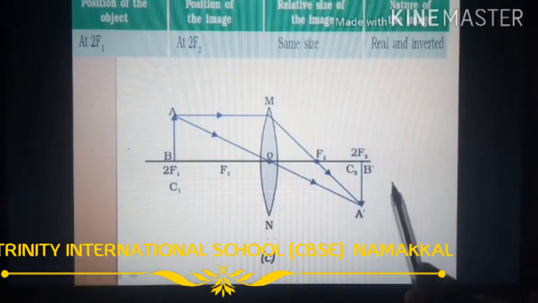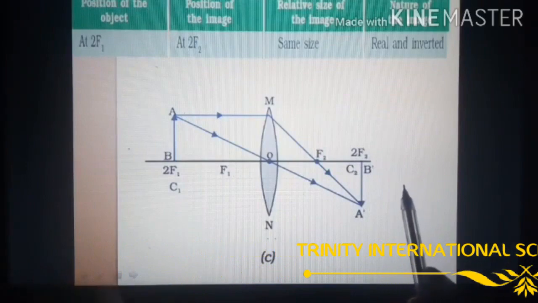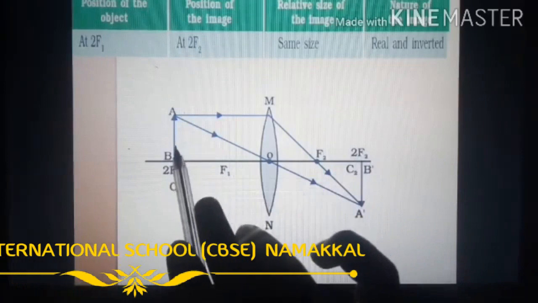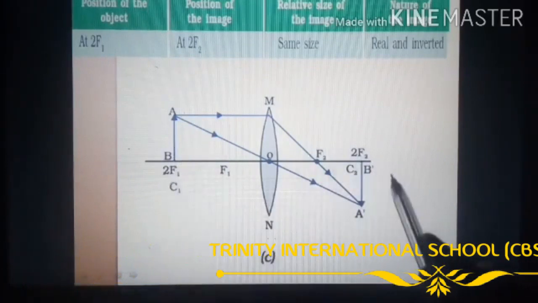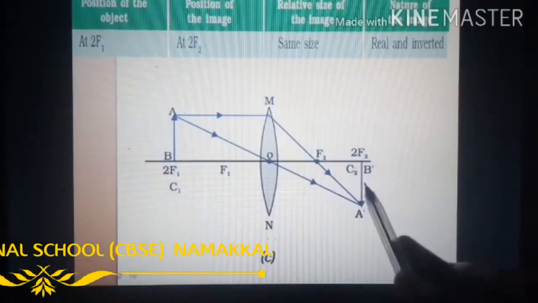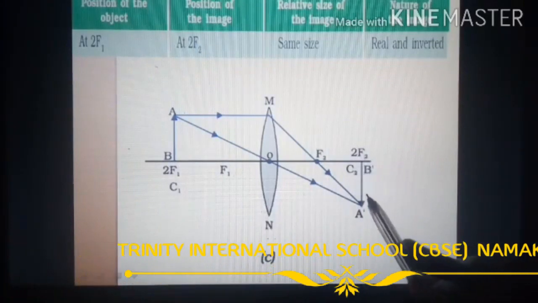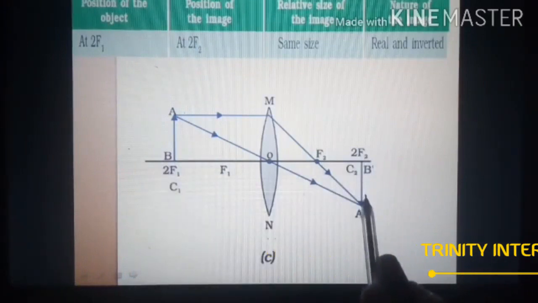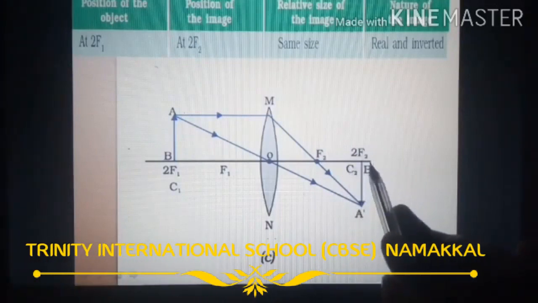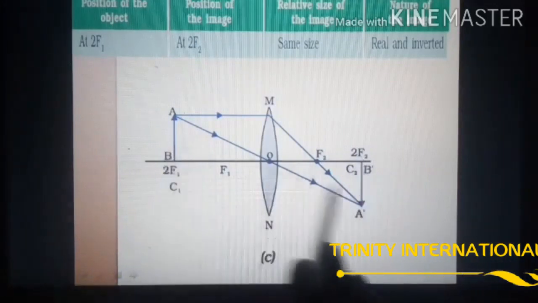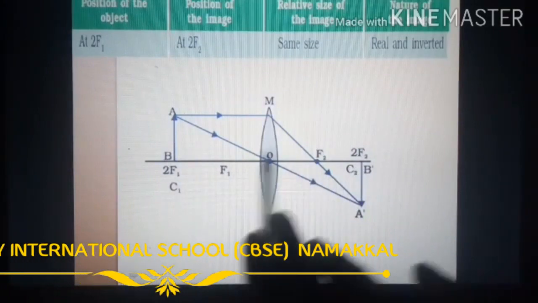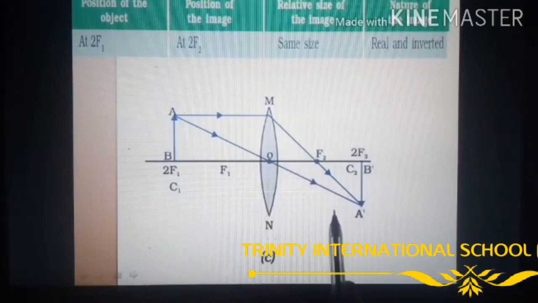Here you saw that the image is formed exactly at 2f2. The object is placed at 2f1, the principal focus on the left side, so the image is also produced at 2f2 on the right side of the lens. The size will be the same size, and the nature will be real and inverted. It is real, so it can be seen on the screen, and inverted, but the size is the same and the distances are the same, U equal to V. So easily we can find out the focal length of the lens. So this is the third case.